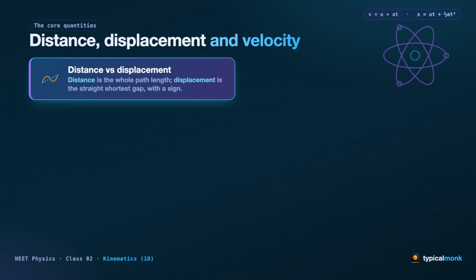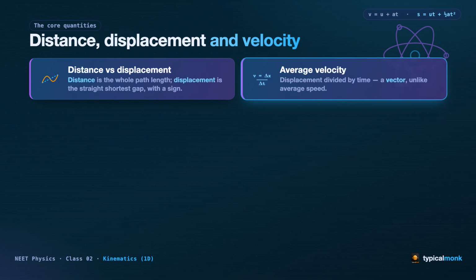Let us start with the raw material of motion. Distance is the whole length of the path traveled. It only ever grows and it carries no direction. Displacement is different. It is the straight, shortest gap from start to finish, and it carries a sign that tells you which way. Walk 5 meters forward and 5 meters back, and your distance is 10 meters, but your displacement is 0. Now average velocity.